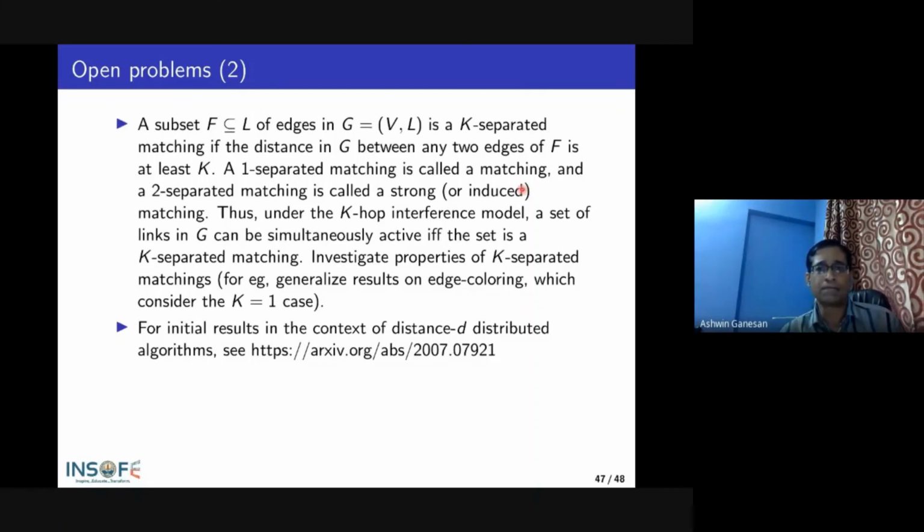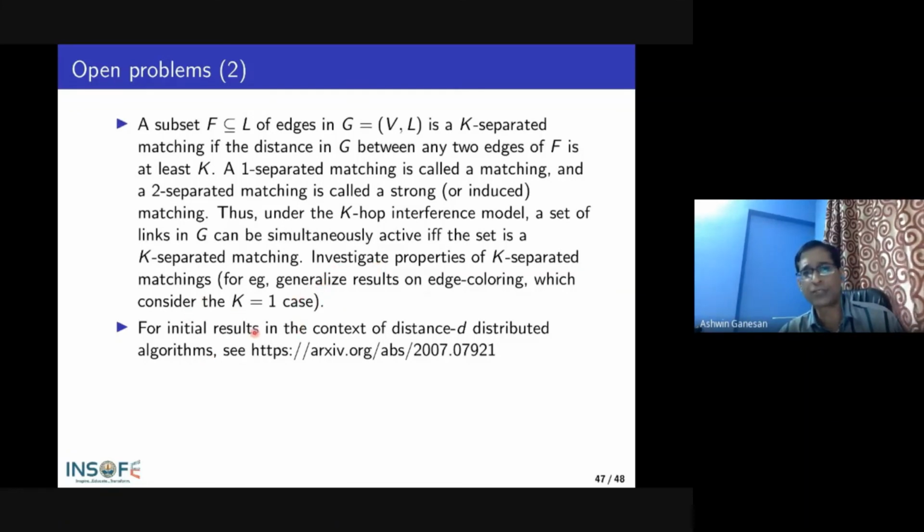Okay. So under the k-hop interference model, a set of edges that can be simultaneously active is exactly a k-separated matching. So for example, the edge coloring number of a graph is the minimum size of a partition of the edge set of a graph into matchings. Well, you can ask the question, what is the smallest size of a partition of the edge set of a graph into two-separated matchings, which are strong matchings, or three-separated matchings? So edge coloring and its fractional variants have been well studied, but they all correspond to the k equals 1 case.